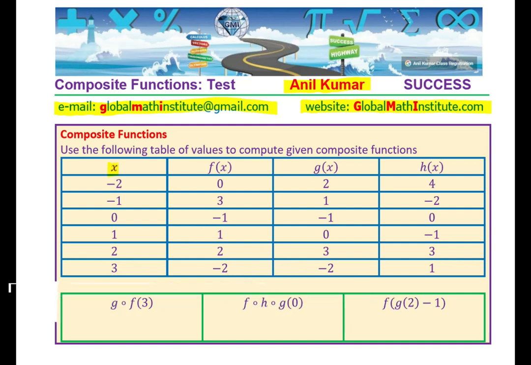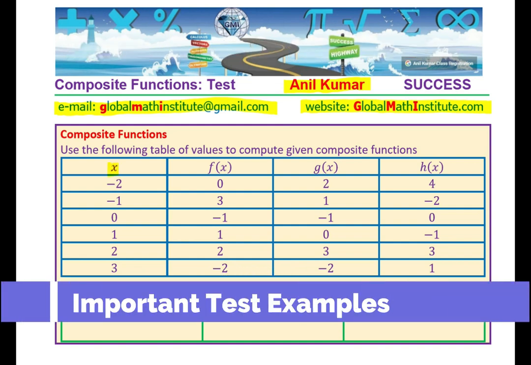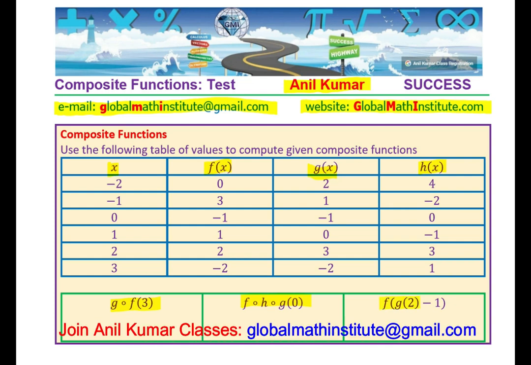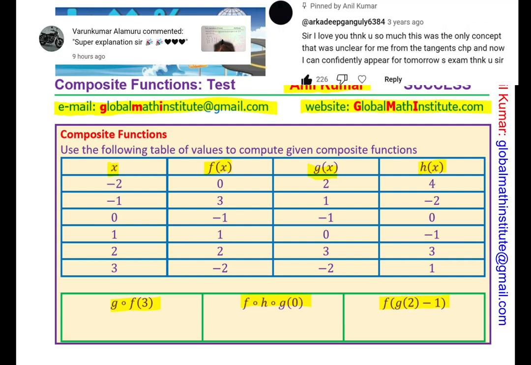Here we have a very interesting example seen most of the time in test papers. We are given x values, and for those x values, we are given three different functions: f of x, g of x, and h of x. What are we going to do? Well, we'll evaluate the composite functions g of f of 3, f of h of g of 0, and f of g of 2 minus 1. So that is what we are going to do for the given data in the table. You can always pause the video, answer the question, and then look into my suggestions.